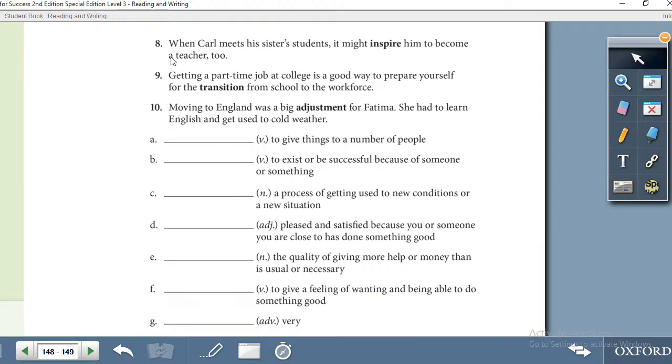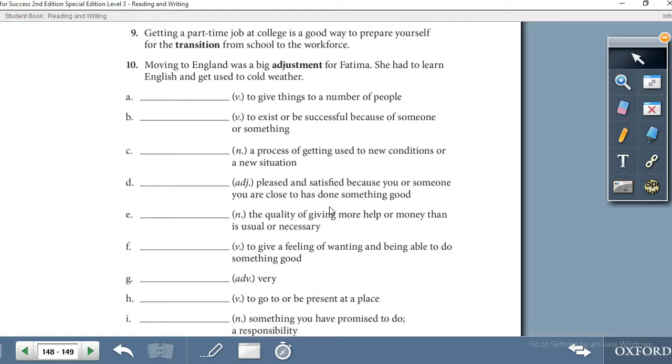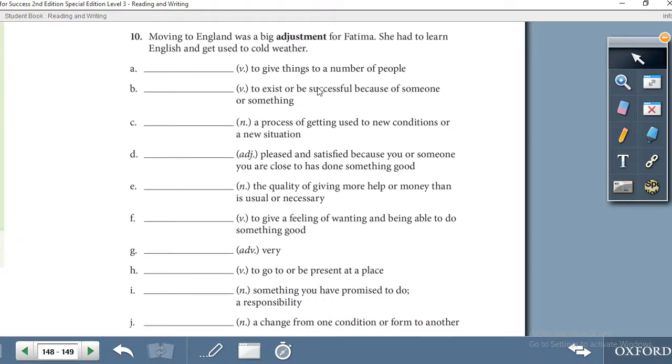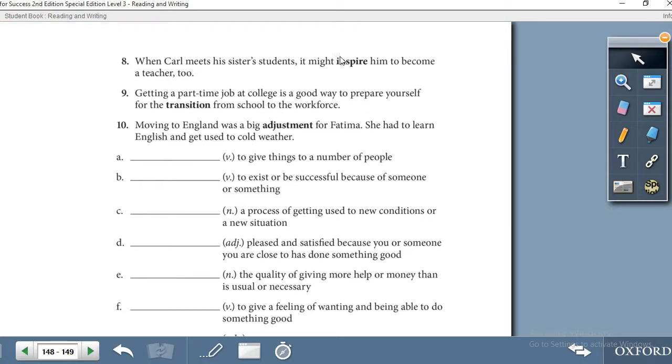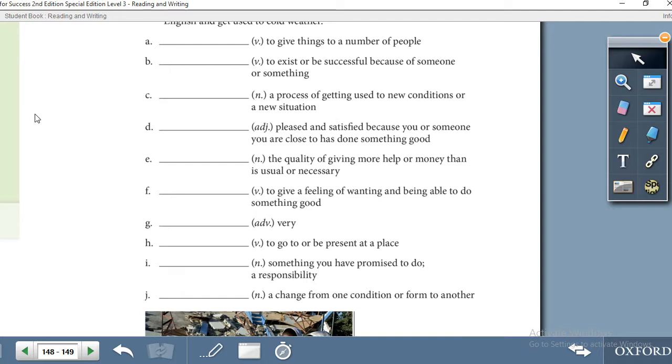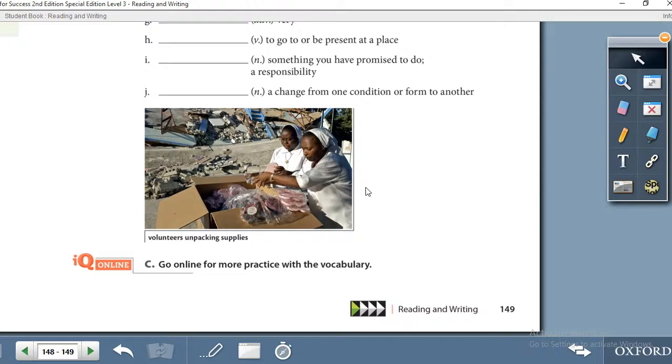So as you can see, the exercise continues, 8, 9, and 10. So you will take the vocabulary that is written in bold, inspire, transition, adjustment, and the ones before that, and you will write it here in this column next to the definition. And there they have a picture of volunteers unpacking supplies. This is related to the article from reading 1. Next we have exercise C, go online for more practice with the vocabulary. So this is something that you can do online on your Q Skills account. You can practice more vocabulary.